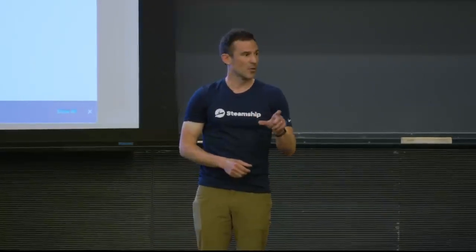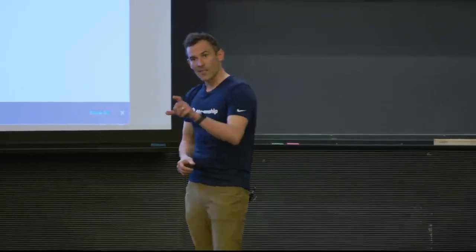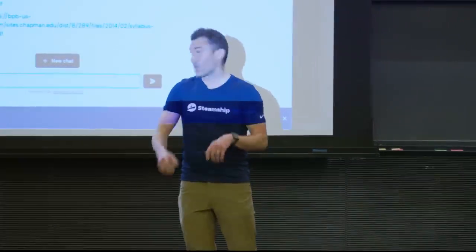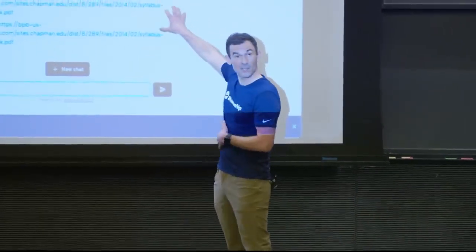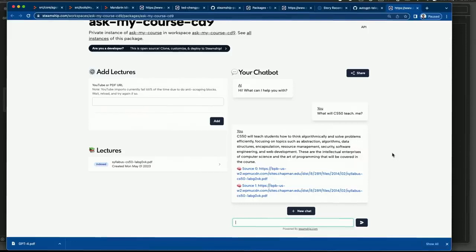And I want to keep harping back onto that. What's amazing about right now as builders is that so many things just boil down to very creative, tactical rearrangement of prompts, and then using those over and over again in an algorithm and putting that into software. So the result, and again, it could be lying, it could be making things up, it could be hallucinating, is: CS50 will teach students how to think algorithmically and solve problems efficiently, focusing on topics such as abstraction. And then it returns the source document from which it was found.